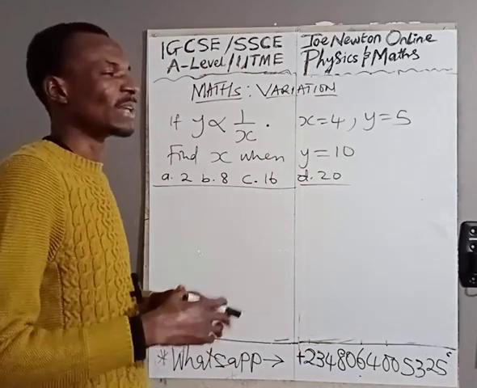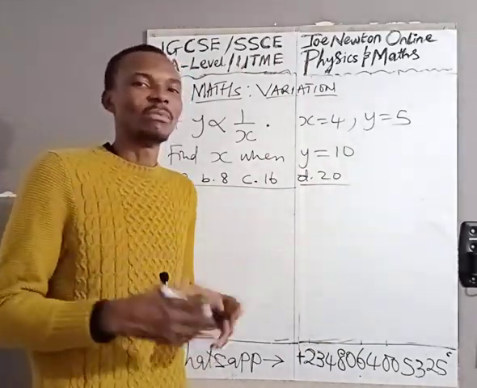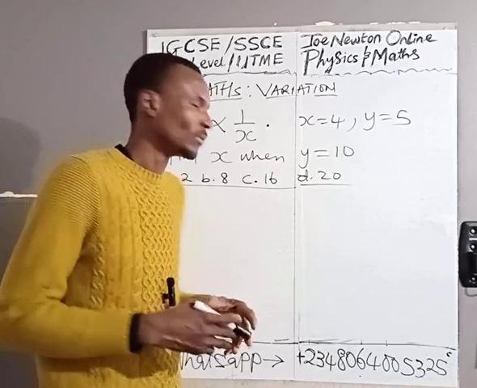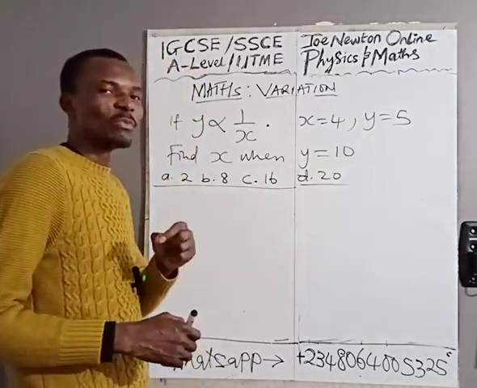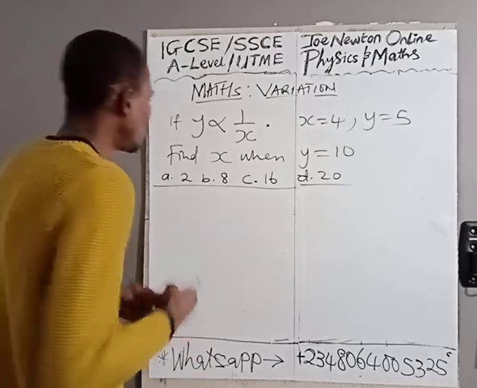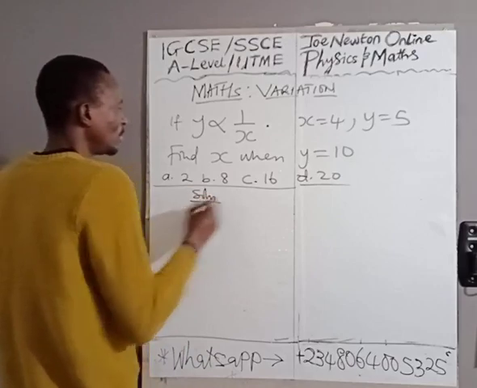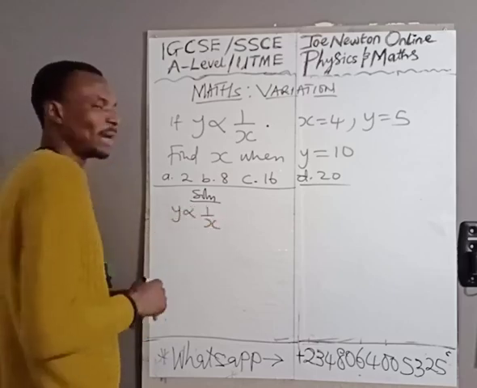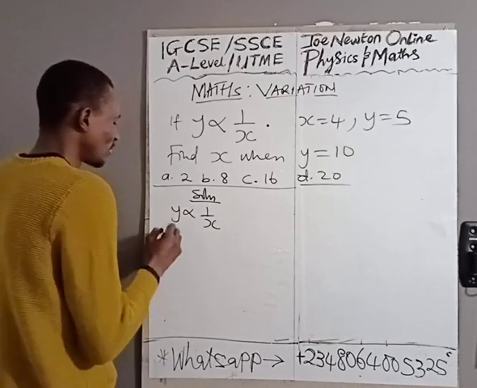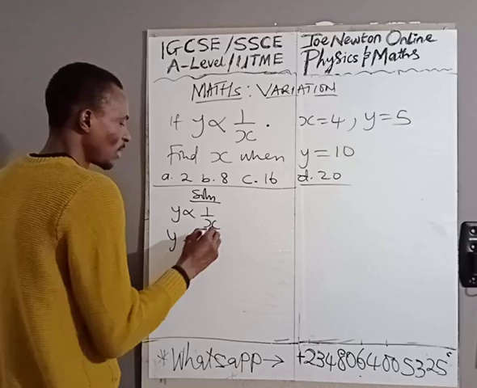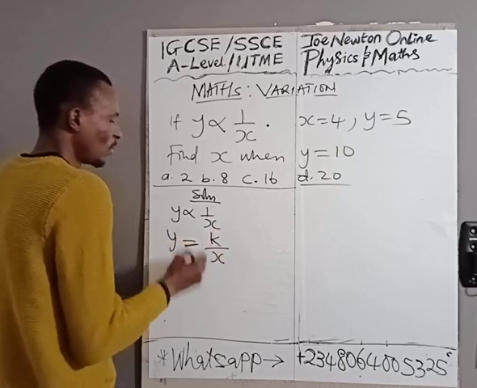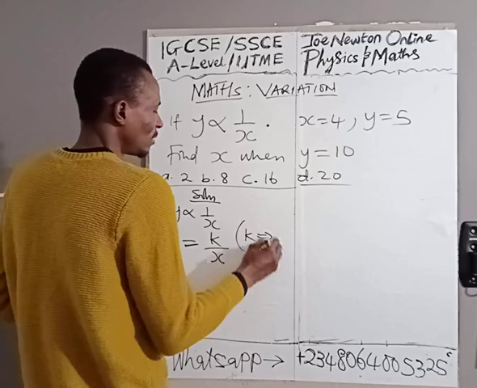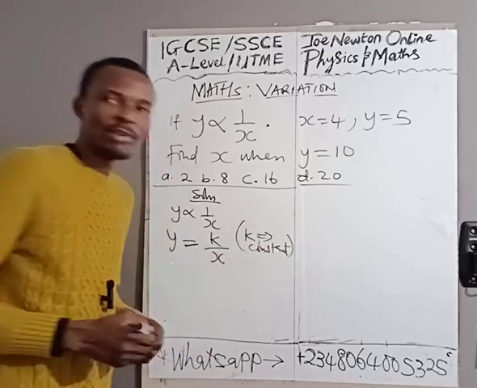To solve this, first of all, you establish a relationship between the two variables. By relationship, we mean a formula connecting the two variables or an equation. However, you have to express it and get a constant first. So solution, we have that y varies as 1 over x. By implication, when we introduce a constant, we have that y is equal to k over x. Here k is constant. K is constant of variation.